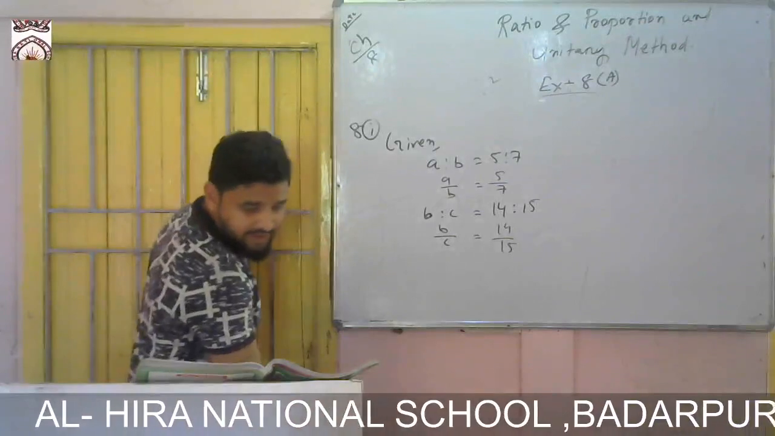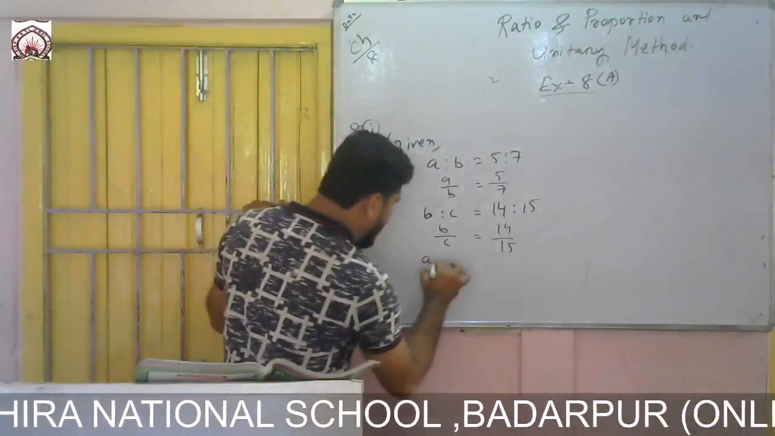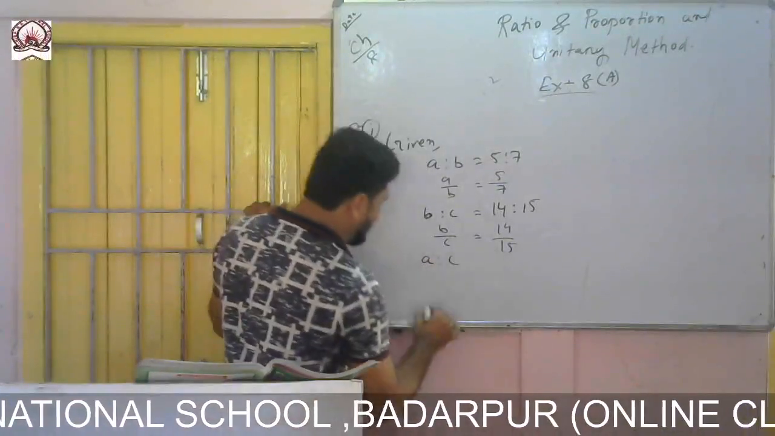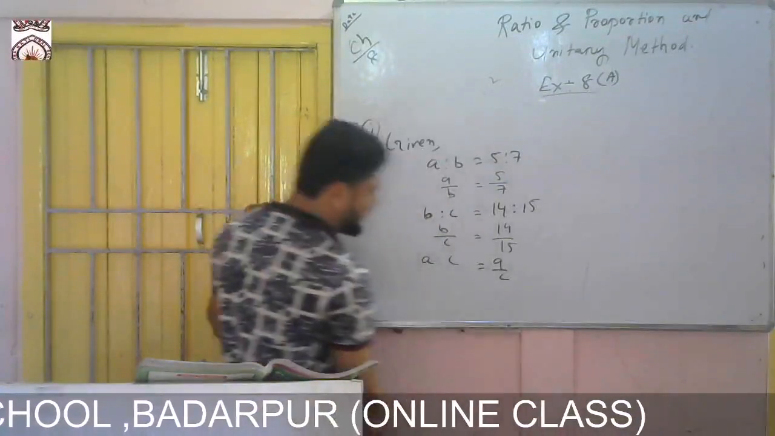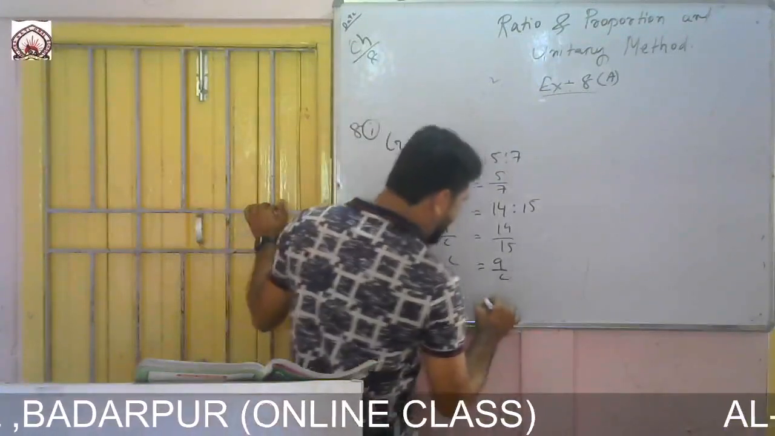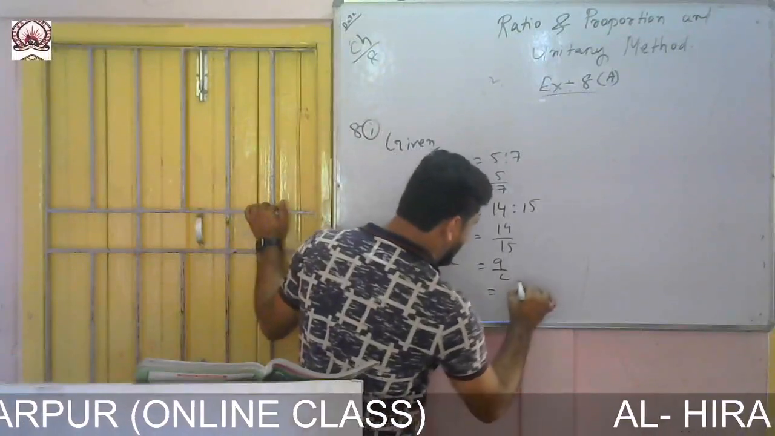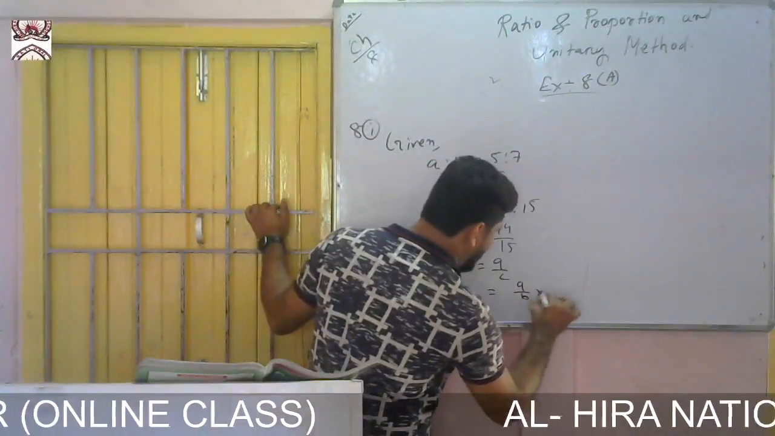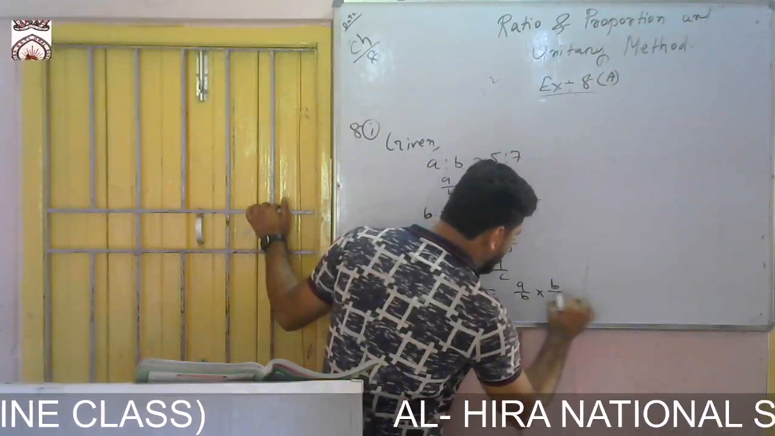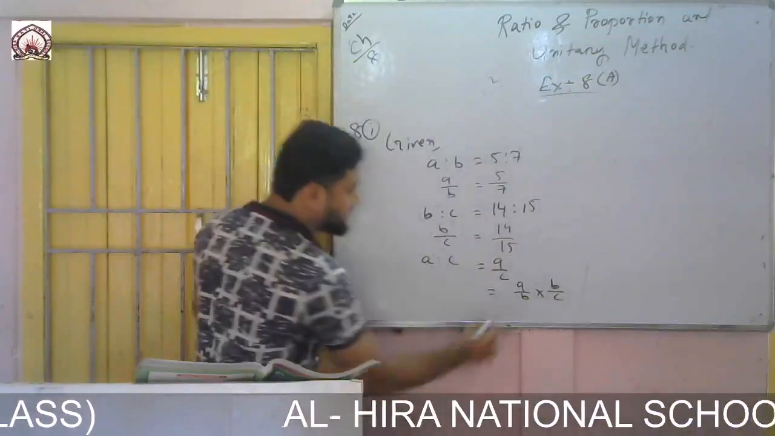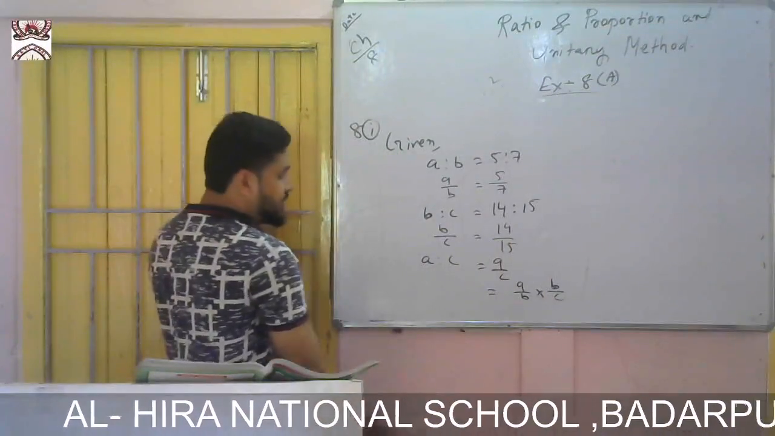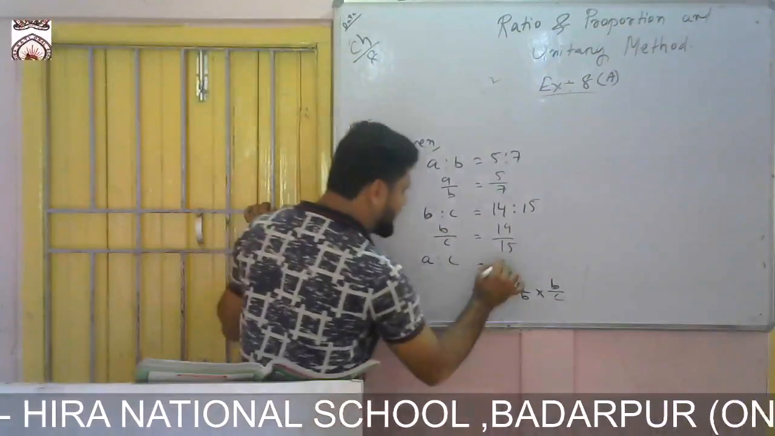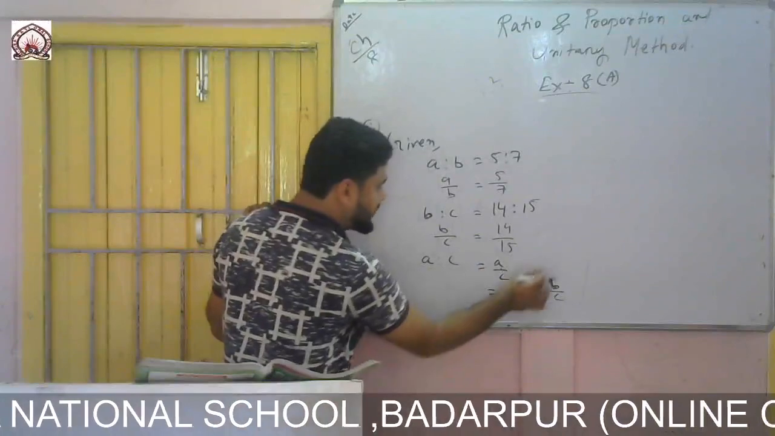Now what we need to find is A is to C. So A is to C means what? A by C. Okay. So A by C I can write like this: A by B into B by C. How? Because this B will get cancelled, so it will remain A by C. So A by C I can write like this: A by B into B by C.